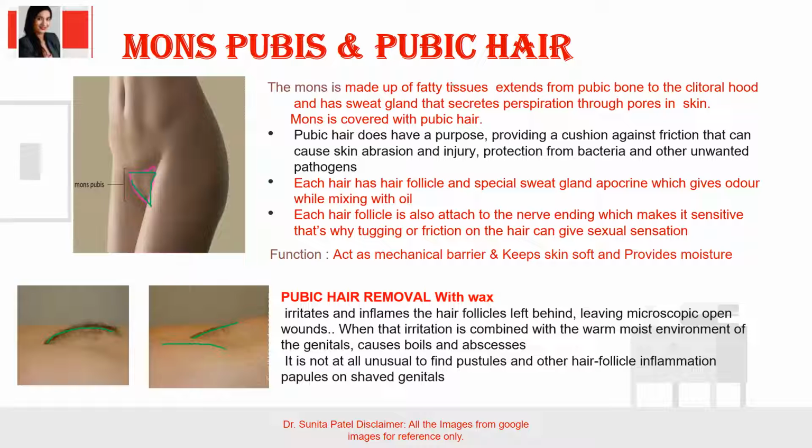The mons is made up of fatty tissue. So fatty tissue is a very, very important part here. The fat layer is present and extends from the pubic bone to the clitoral hood.